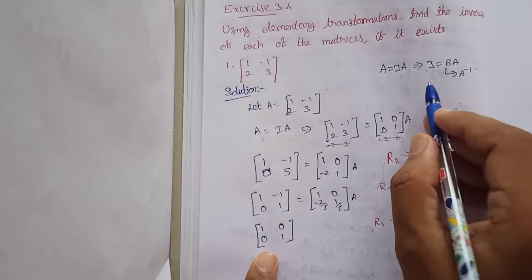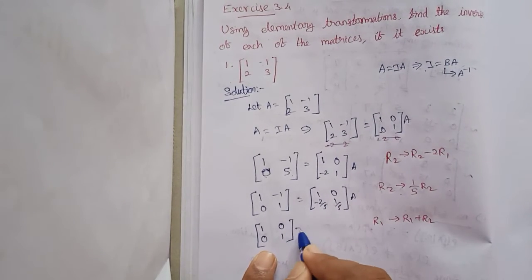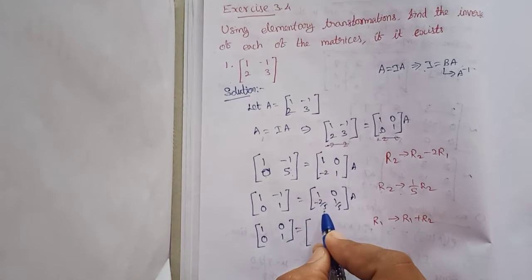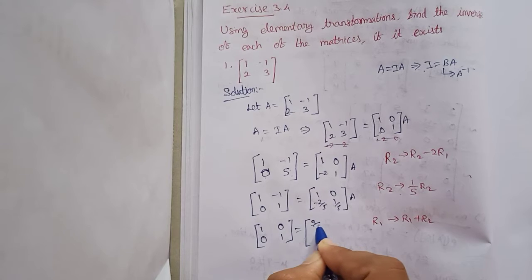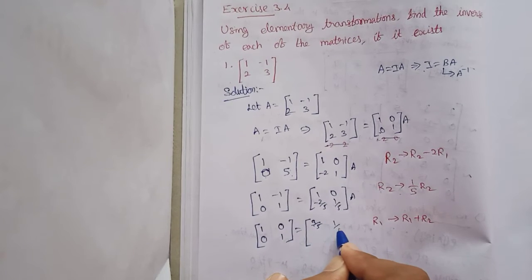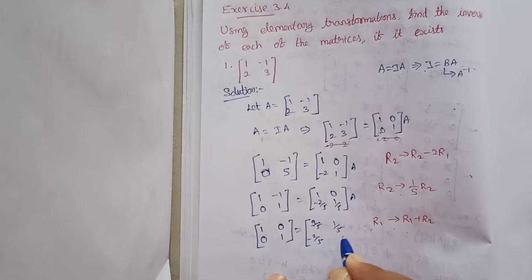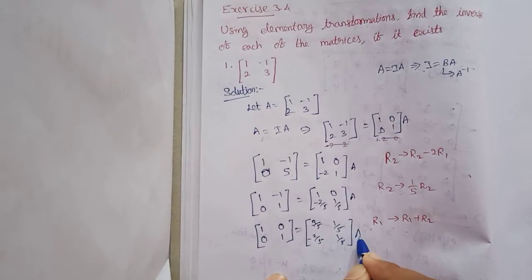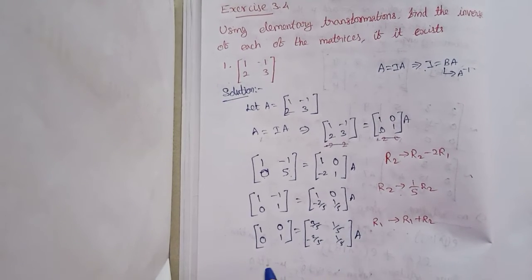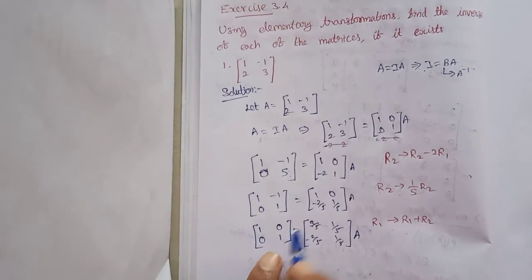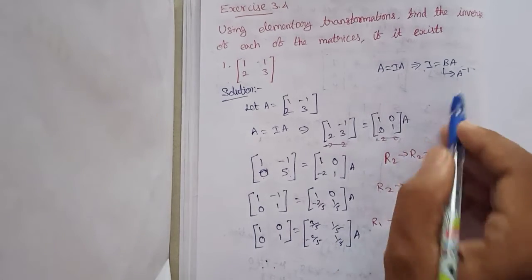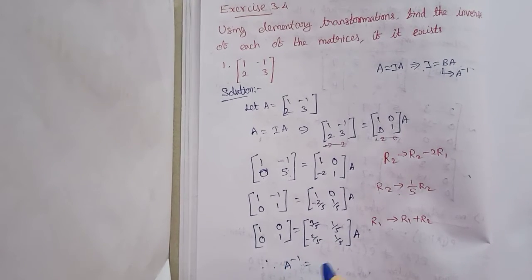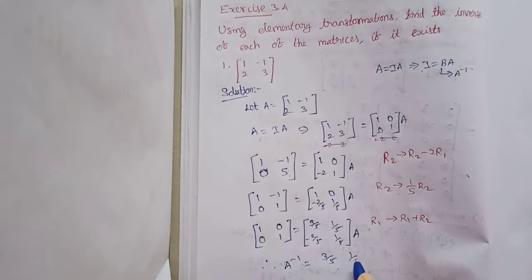We can say that on the left hand side we get the identity matrix of order 2, and 1 minus 2 by 5, we get 3 by 5. 0 plus 1 by 5, 1 by 5, minus 2 by 5 and 1 by 5, into A. Therefore, finally we get I equal to B into A in this format. So B is called A inverse. Therefore, A inverse is equal to 3 by 5, 1 by 5, minus 2 by 5, 1 by 5.